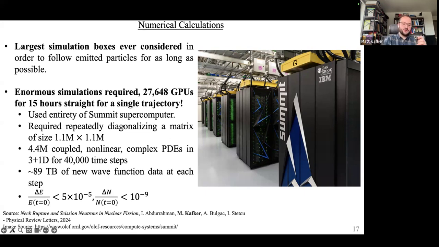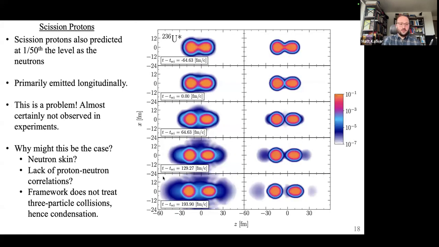And for, again, a few more technical details, for preparing the initial conditions, we had to repeatedly diagonalize a matrix of double complex numbers, which was of size 1.1 million by 1.1 million, which is enormous. And then for the dynamics, we had to solve 4.4 million coupled nonlinear complex valued PDEs in 3D plus time for 40,000 time steps. This produced 89 terabytes of new wave function data at every step with good energy conservation, good particle number conservation. So quite the computational feat from my perspective.